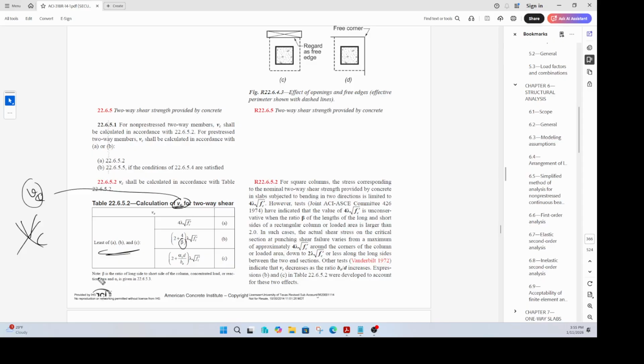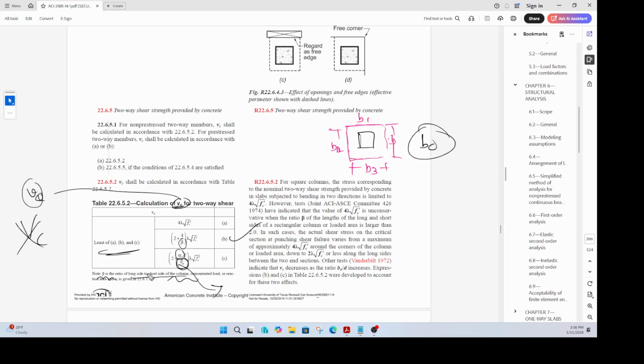Beta is given here as the ratio of the long side to the short side of the column, nothing to do with the slab, right? So you find out your beta, you calculate this one. In this term, there is your b0, which is the perimeter of, let's say this is the column, and let's say this is the critical shear plane. b0 is the sum of b1, b2, b3. If it is a rectangular column, all this may be different. b4. You sum them up to find out your b0 value. That is the length of the perimeter, and use that perimeter here.